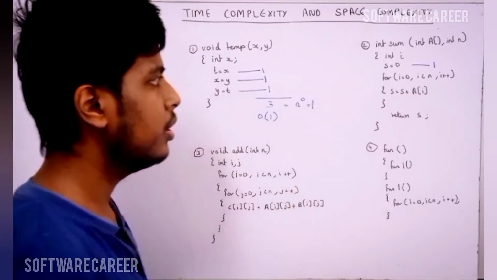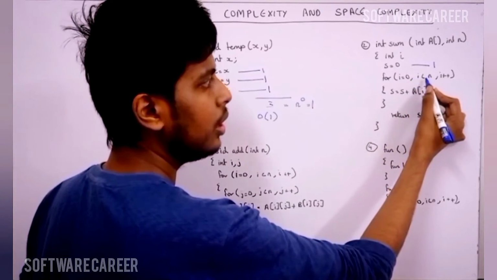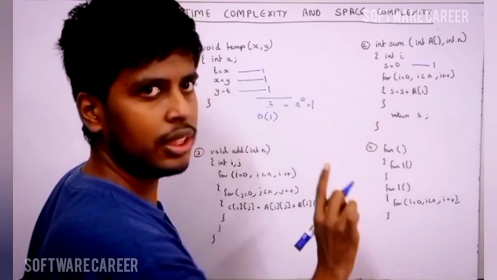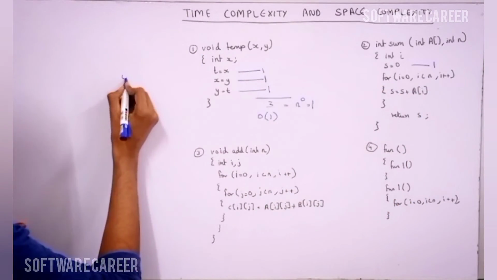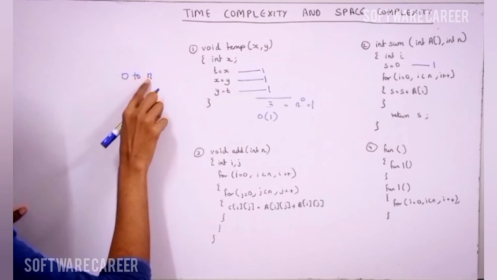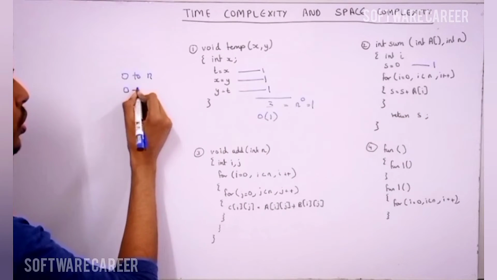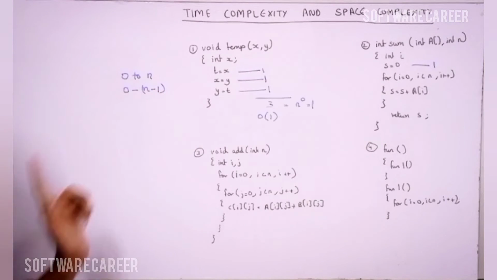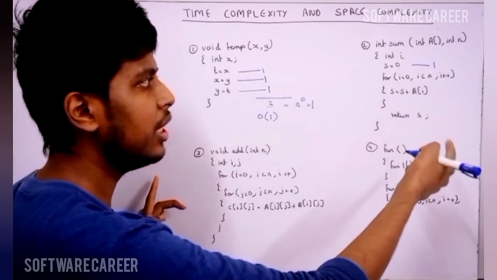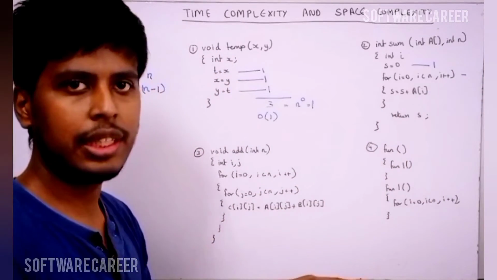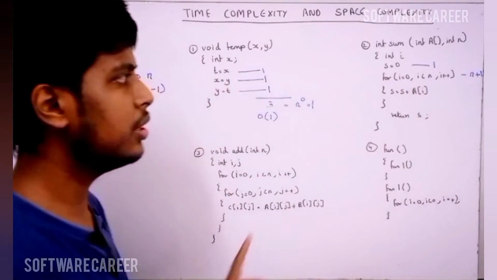Next is the for loop. It starts from 0 and goes till n. At n it fails, because the condition is that it should be less than n. So the loop statement is evaluated from 0 to n, and the statement inside runs from 0 to n minus 1. This 1 to n means n, and 0 to n makes it n plus 1. So the time taken for this statement is n plus 1.